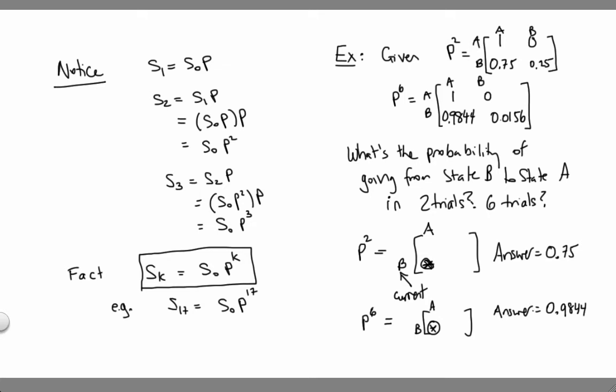So that's just a little bit of conceptual reasoning to make sure we understand what these powers of P really represent. So P to the K jumps us forward K states in time would be a nice summary of what we said there.